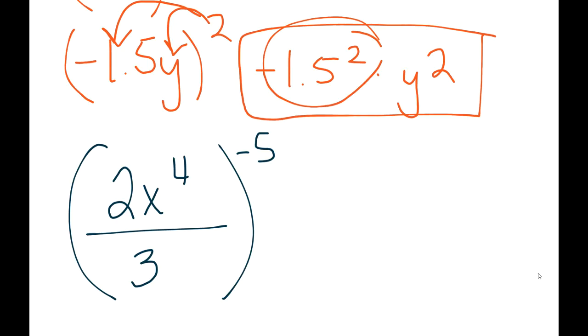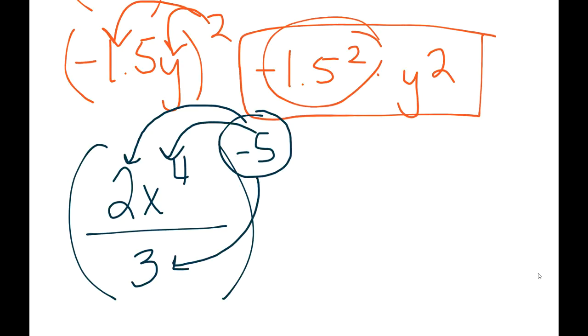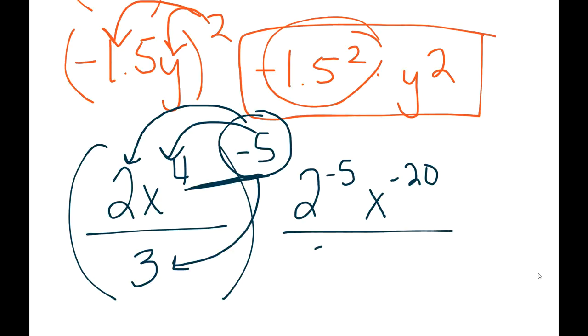Okay, one last one, kind of brings everything all back together. The first thing I do is I have to pass out this -5. So this -5 has to go to the 2, the x to the fourth, and to this 3. So I'm going to do that first. 2 to the -5th. Then this right here is a power to a power. 4 to the -5th is x to the -20th, all over 3 to the -5th.